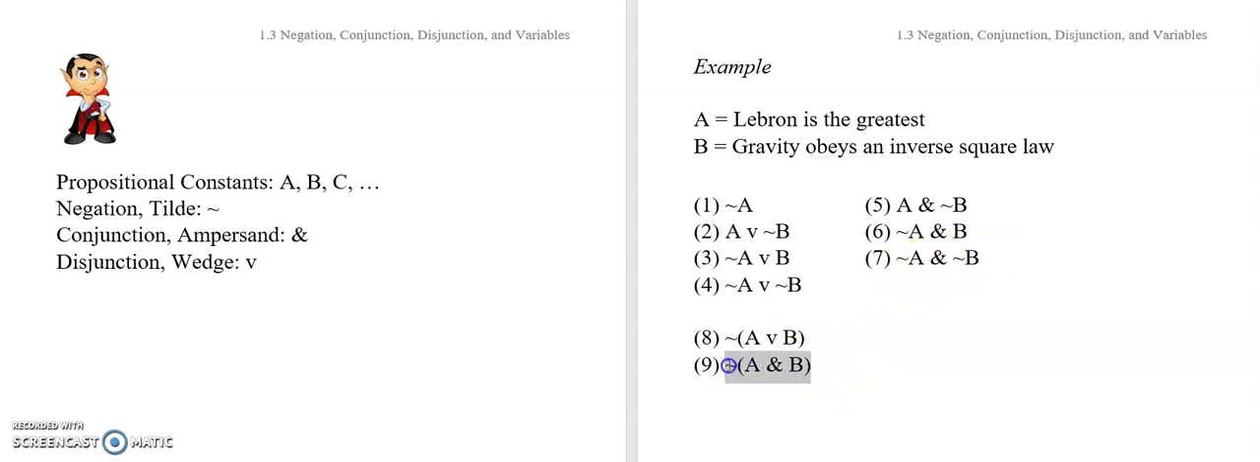Similarly, 9 turns out to be logically equivalent to 4. And importantly, 9 is not logically equivalent to 7. So 9 says it's not the case that this conjunction is true. If we imagine this without the negation, it says both A and B are true. With the negation, it says that's not the case. It's not the case that both A and B are true. In other words, at least one of them is false, which is this. So that's what's going on with the parentheses.